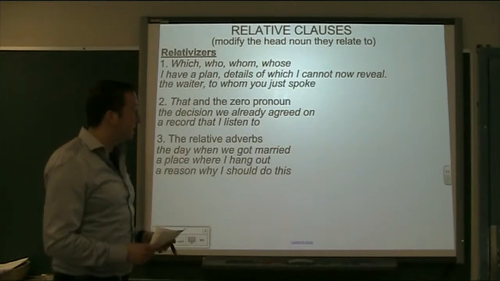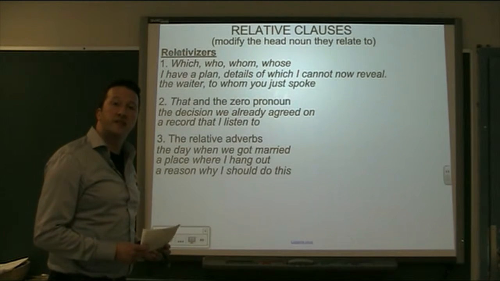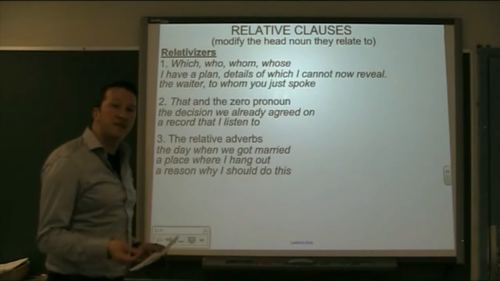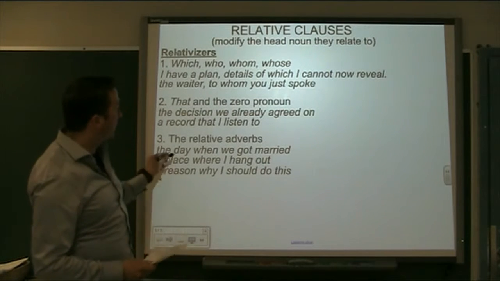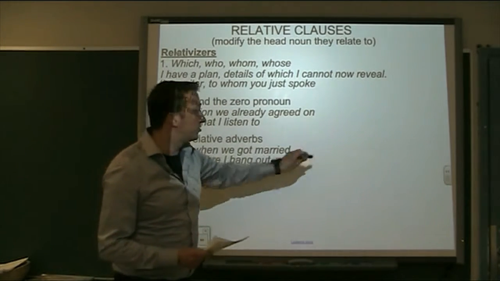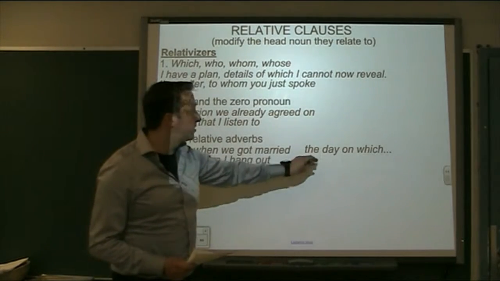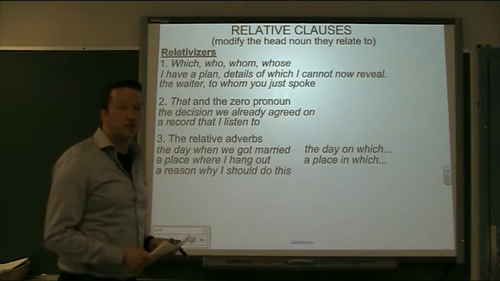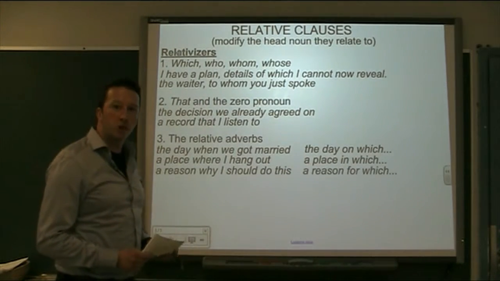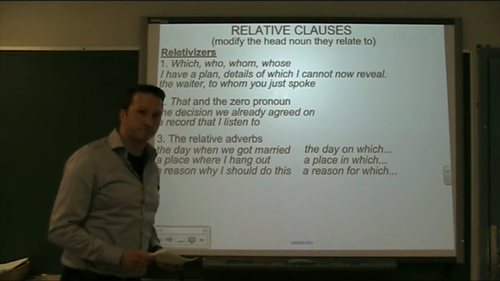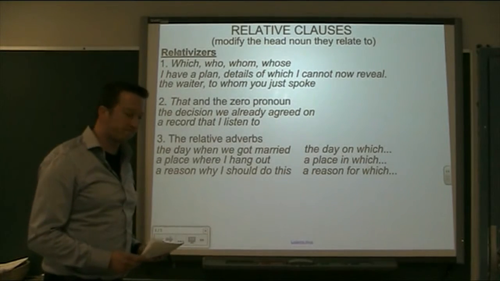Now these can be changed to pronoun which, but then we need to add a preposition there as well, depending on whether we're talking about a place, time, or a reason. So the day when we got married can turn to the day on which we got married. A place where I hang out, a place in which, at which. A reason why I should do this, a reason for which I should do this. These are the words that begin a relative clause.